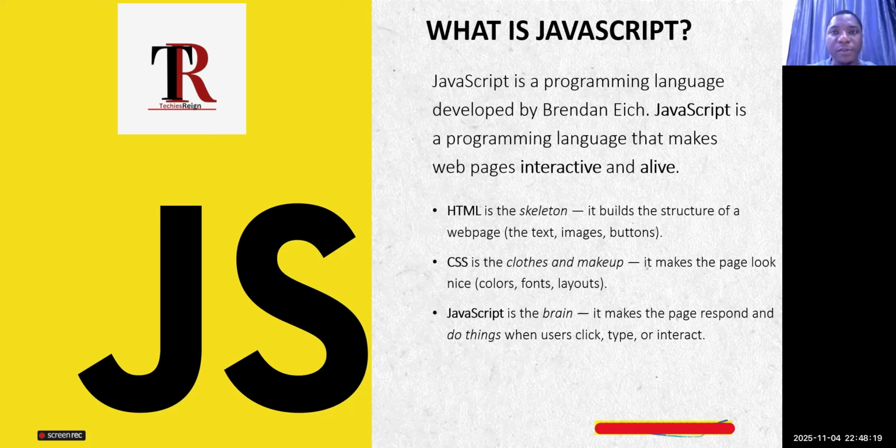So let's dive in. What is JavaScript? JavaScript is a programming language developed by Brendan Eich. JavaScript is a programming language that makes web pages interactive and alive. If you are a developer or you are aspiring to be one, JavaScript is one of the core web technologies that you must learn. HTML is basically how you structure and define your website, while CSS allows you to add styles and design to your HTML structure.